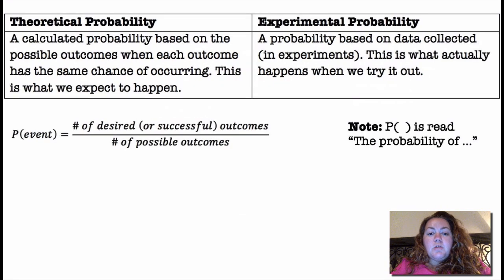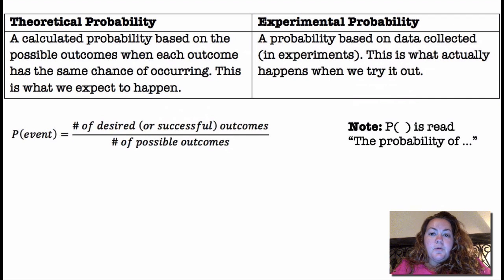All right. So theoretical probability and experimental probability. Theoretical probability is what we're going to focus on for a little while. It is a calculated probability based on the possible outcomes when each outcome has the same chance of occurring. This is what we expect to happen. Experimental probability is a probability based on data collected in experiments. This is what actually happened when we try it out.